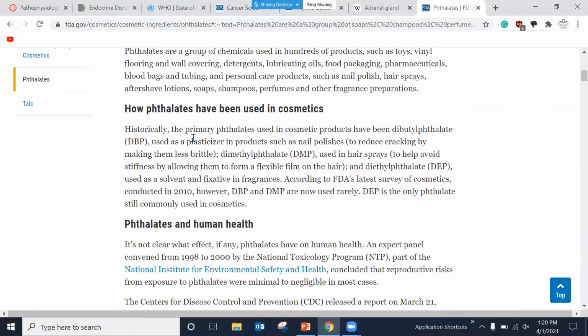They are used as a plasticizer in products such as nail polish to prevent your nail polish from cracking, hairspray to help avoid stiffness, and then a solvent in fragrances. So perfumes, Axe body spray, Axe body wash for men has all of these phthalates in it.